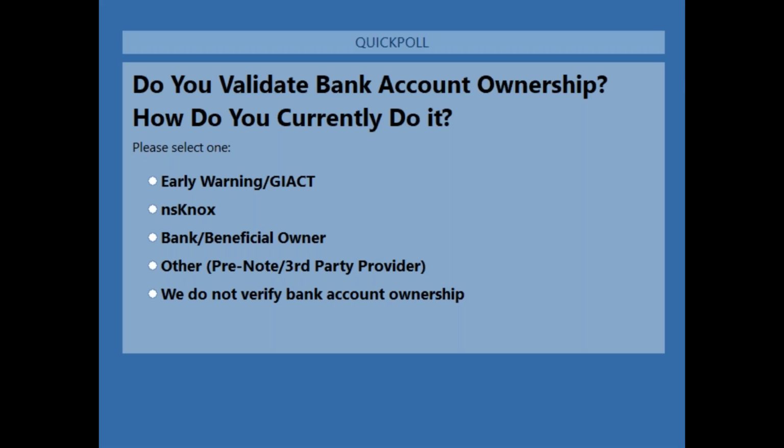So if you validate bank account ownership, are you using Early Warning or their reseller? Are you using the bank, because they've got know your customer requirements to verify the beneficial owner? Or are you using something else, a pre-note process, a third-party provider? Because we know a lot of those with payment solutions will handle the validations themselves. Or we do not verify bank account ownership.